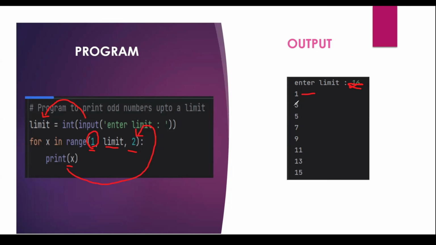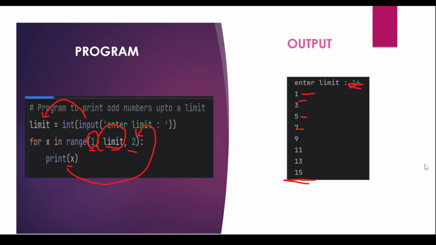So 1 plus 2, it is 3. Going inside, it will print 3. Next time, 3 plus 2, 5. Then 5 plus 2, 7, like that, up to 16. Here it will be printing up to 15 because the limit is 16. So all the odd numbers inside that limit 16 go up to 15.